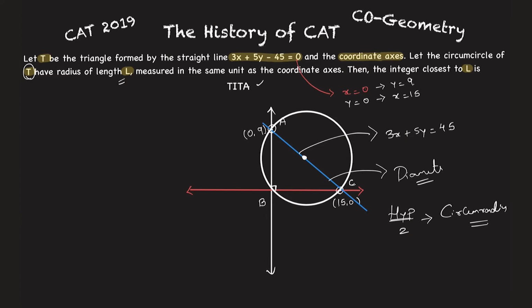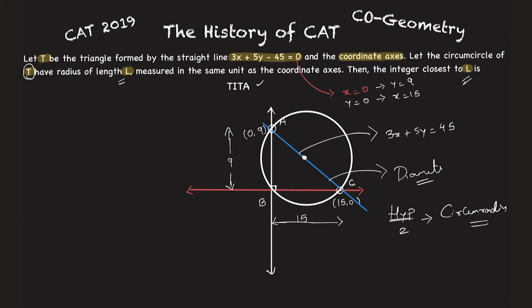Because you know that this length is 15, and you also know that this length is 9. So you can apply the Pythagoras theorem, get the hypotenuse, take half of the hypotenuse, take the nearest integer to that, and you will reach the answer.